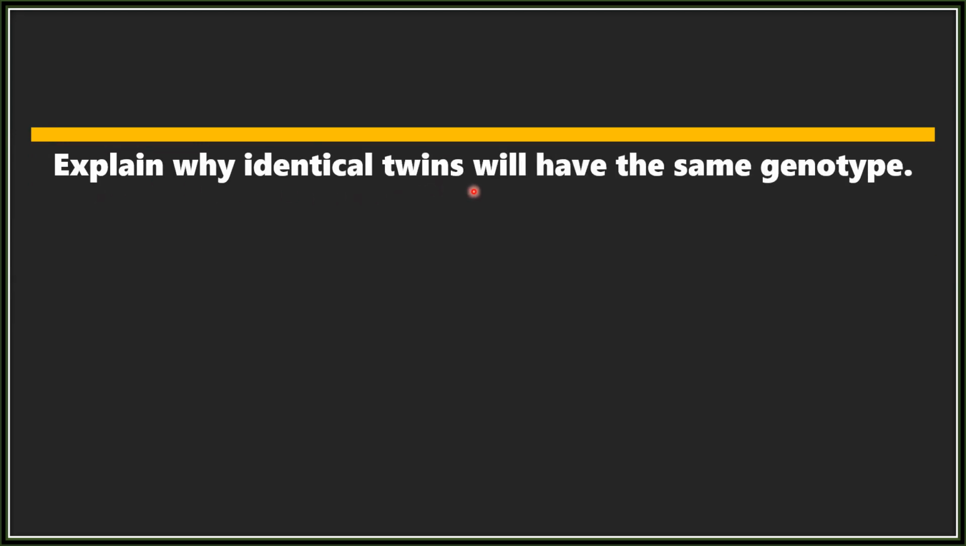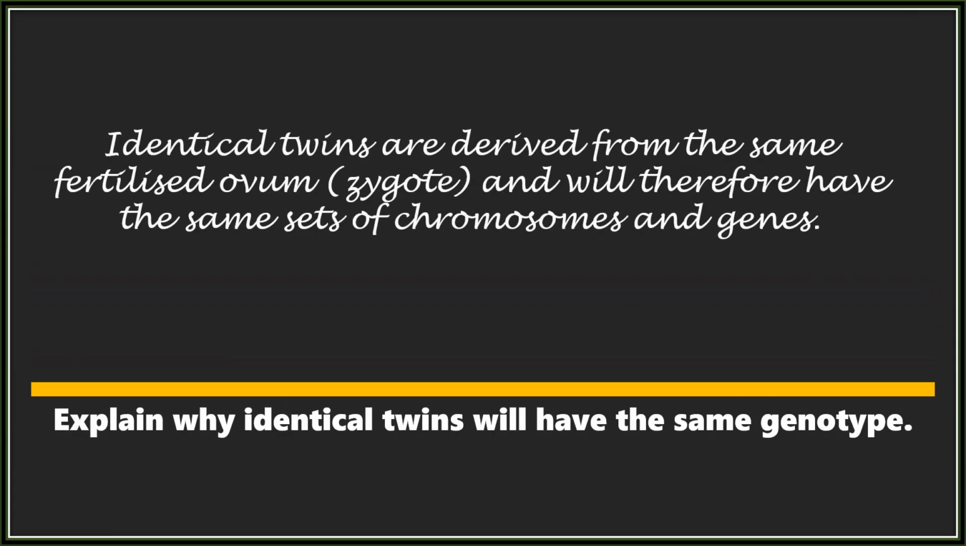Explain why identical twins will have the same genotype. Identical twins are derived from the same fertilized ovum, a zygote, and will therefore have the same set of chromosomes and genes.